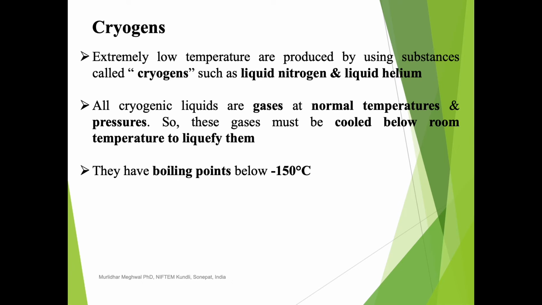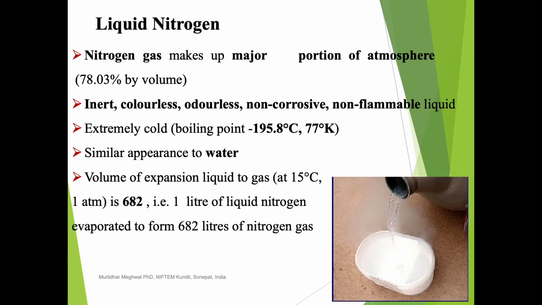These extremely low temperatures are produced by using substances called cryogens such as liquid nitrogen and liquid helium. All cryogenic liquids are gases at normal temperature and pressure. So these gases must be cooled below room temperature so that we can liquefy them and then use them as a cryogen. They have a very low boiling point, like minus 150 degrees Celsius.